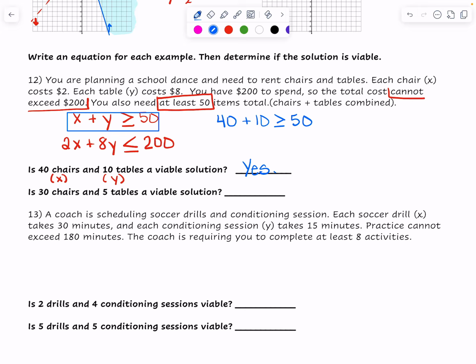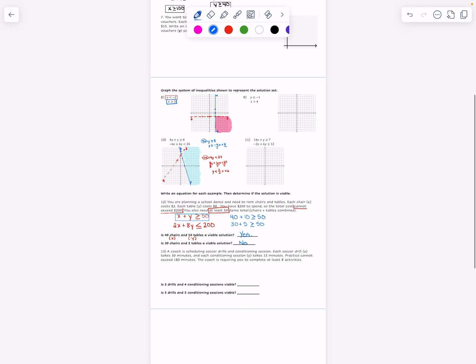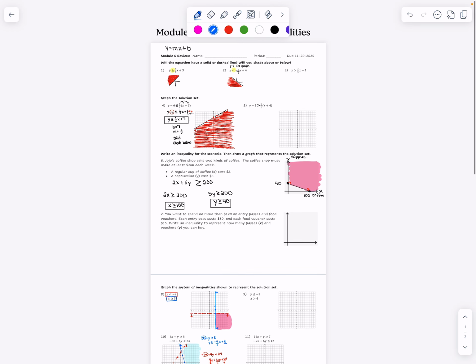Now, what if I do the same equation, but this time I check 30 chairs and 5 tables? So if I have 30 chairs plus 5 tables, is that one greater than or equal to 50? And that one is no, this one is not viable. Okay? All right. Work on the rest of these and make sure that you have them ready to submit in class.